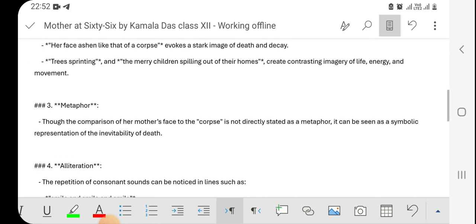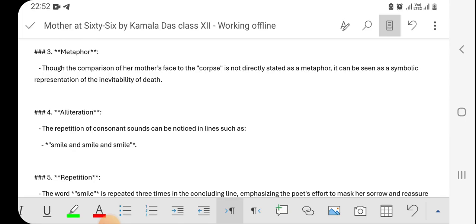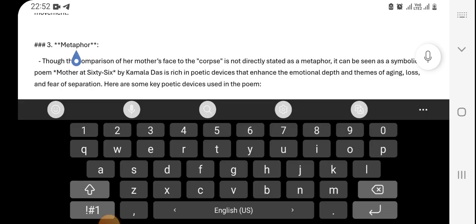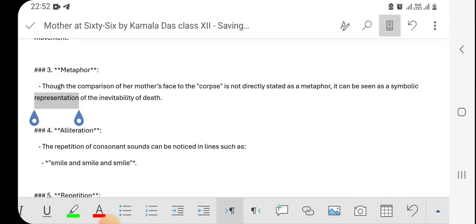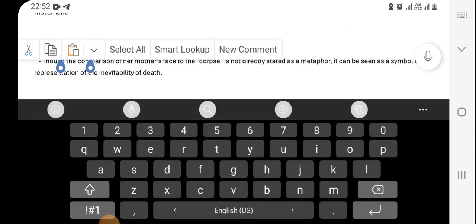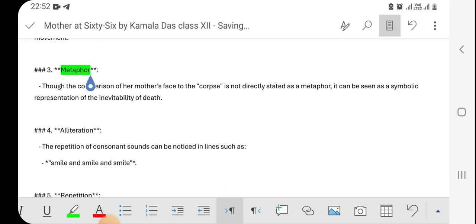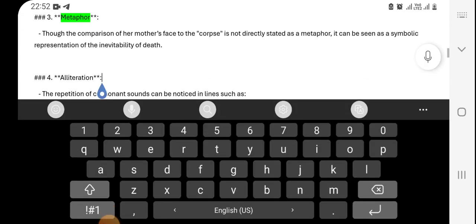The next poetic device that we have is metaphor. We all know what a metaphor is. A metaphor is a poetic device in which a direct comparison is made between two different things without any help of like or as. In this particular poem, though the comparison of a mother's face to the corpse is not directly stated as a metaphor, it can be seen as a symbolic representation of the inevitability of death.